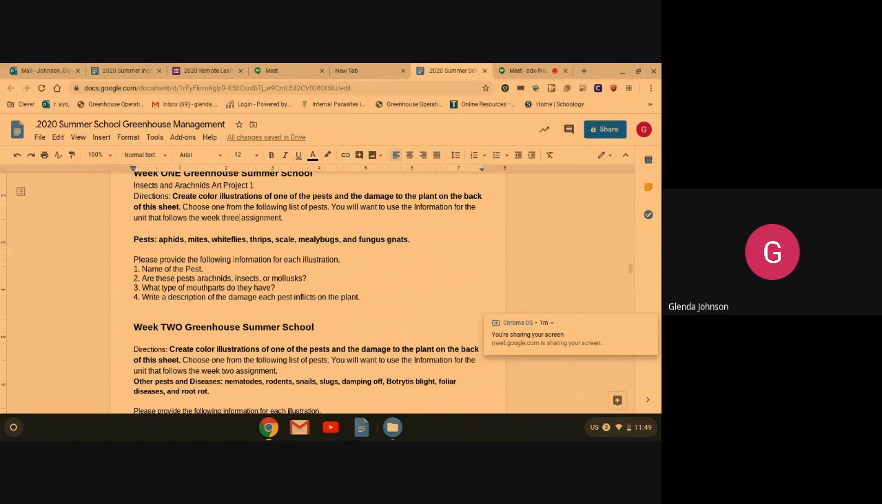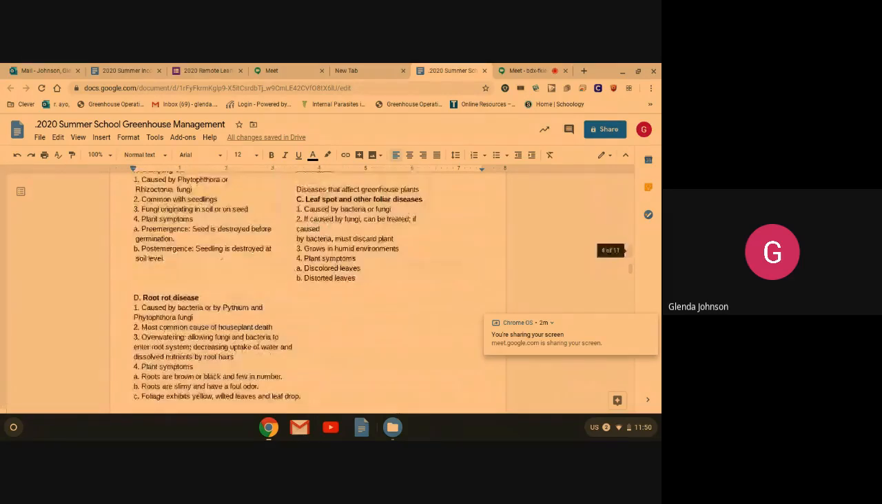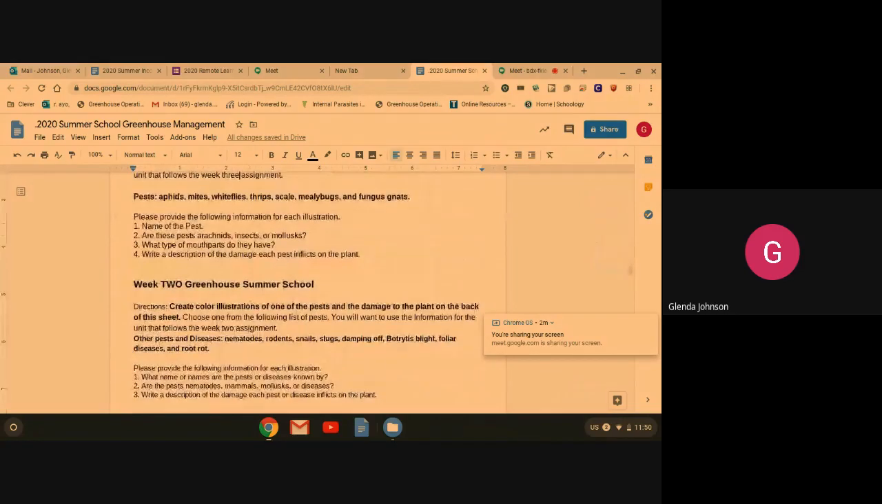So we have aphids, mites, whiteflies, thrips, scale, mealybugs, and fungus gnats. The first thing you have to do is label it with whatever pest name you pick. Are they arachnids or insects? What type of mouth parts do they have? Again, you can find that all in this reading part up here. You'll just have to research a little bit, then write a description about it, and definitely draw an illustration of it.